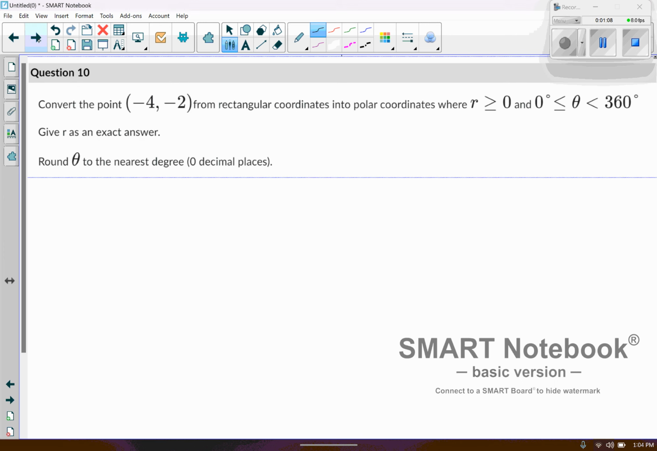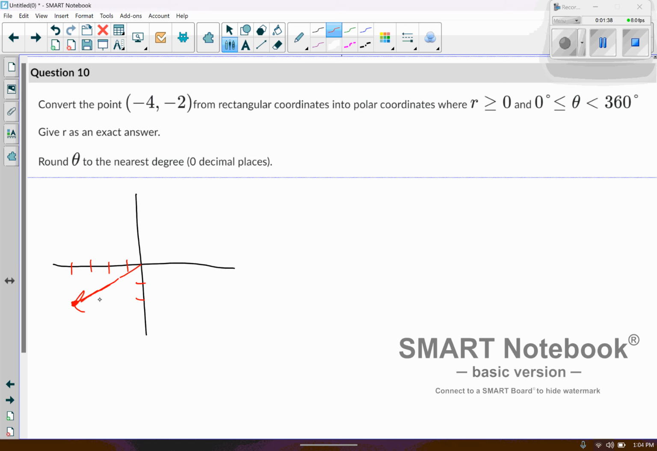Okay, then the next one here said to convert this point from rectangular coordinates to polar coordinates. And so the best thing to do here is draw a picture so you make sure you're on the right track. And so we're going to go back 4 and down 2 spots. So I'm going to be about right here. So this is what I'm looking for. So it kind of gives me a feel for it.